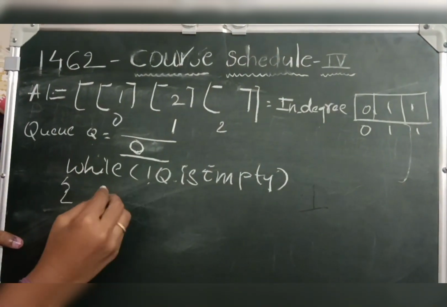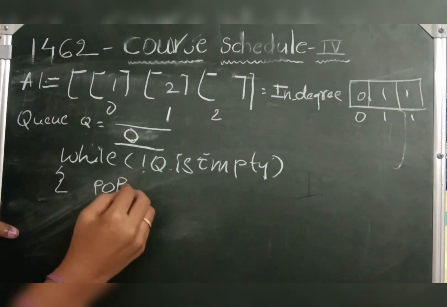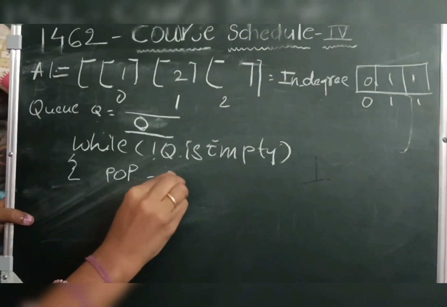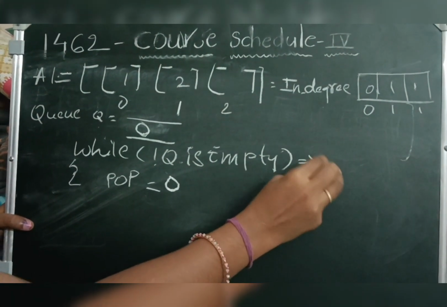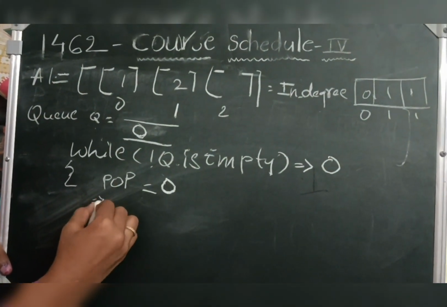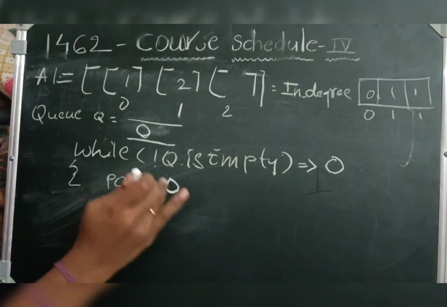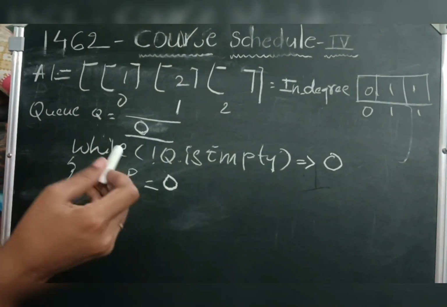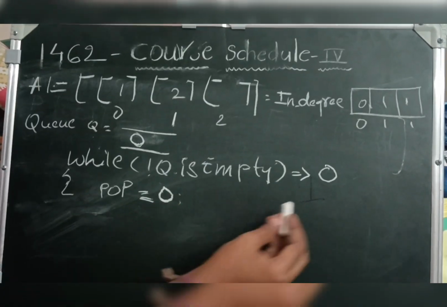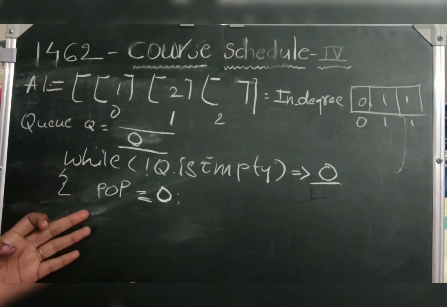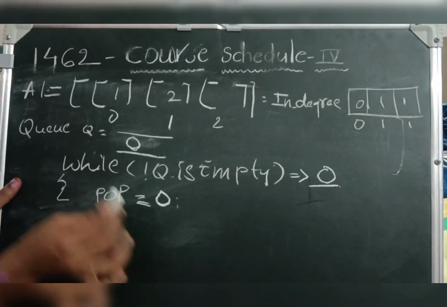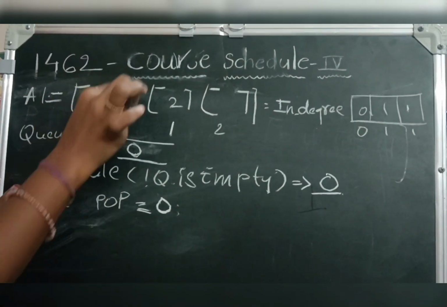So we pop this. What do you get when you pop the queue? You get 0. Now in the topological sort we add 0. Then we have to subtract the Indegree of the vertices which depend on 0, and process all the vertices that are under the list of 0.